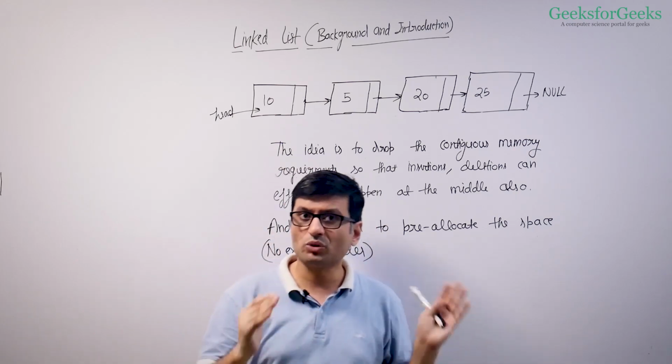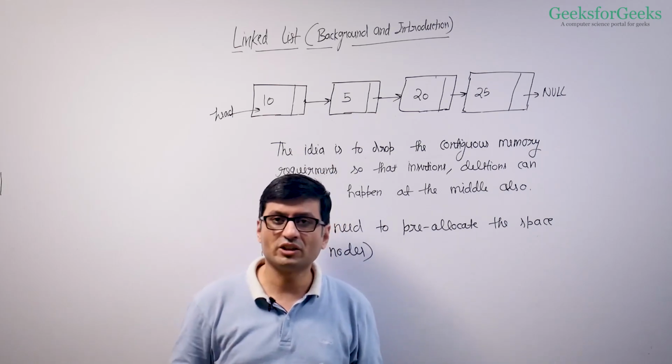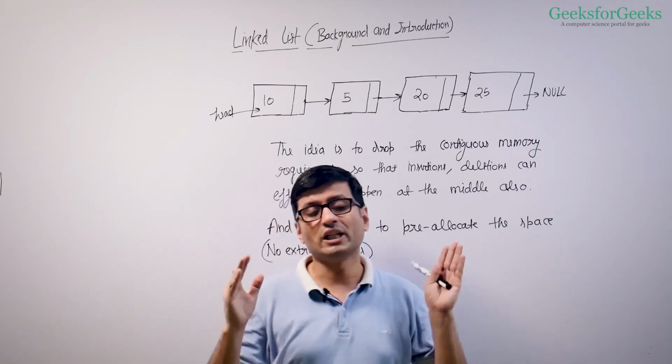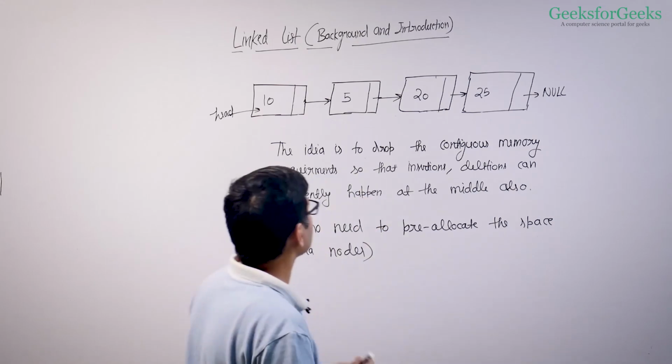In arrays, everything has to be at contiguous locations. Whether it is a dynamic sized array or fixed size array or variable size array, everywhere elements have to be contiguous. In a linked list, they do not have to be contiguous.